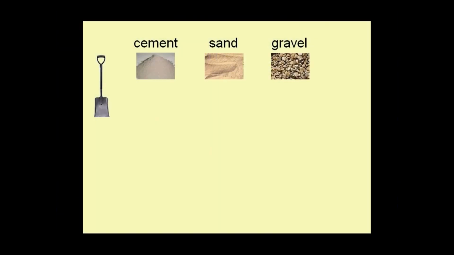When you're making concrete, you need to use 1 shovelful of cement, 2 of sand, and 3 of gravel. We call this a ratio. If you wanted to make more concrete, you would have to use bigger numbers.